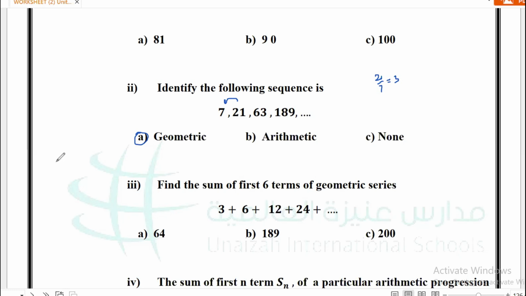Again, the formula is what? And look at the R value. A is 3 and R is 6 divided by 3, which is equal to 2. So now R is greater than 1, which means S6 will work.